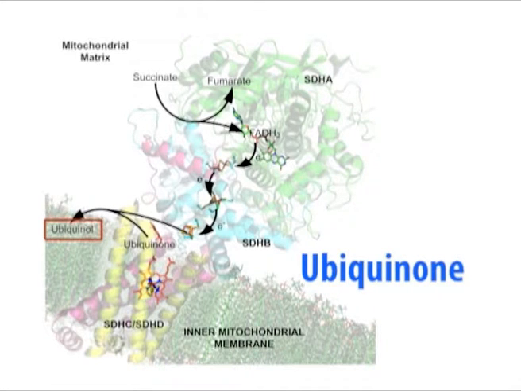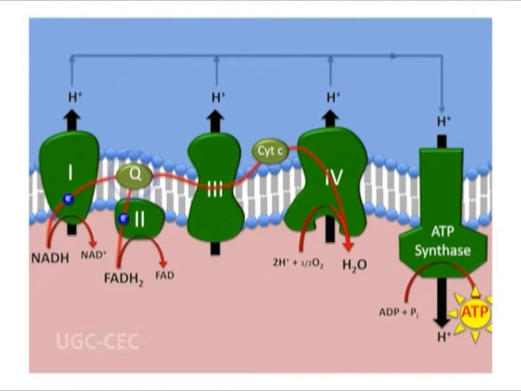Ubiquinone, Q. It is a membrane soluble low molecular weight compound, also called coenzyme Q. It has a long hydrophobic tail which keeps Q anchored into the mitochondrial inner membrane. Q is a lipid soluble molecule that diffuses within the lipid bilayer and shuttles electrons from complex 1 and 2 and passes them to complex 3.